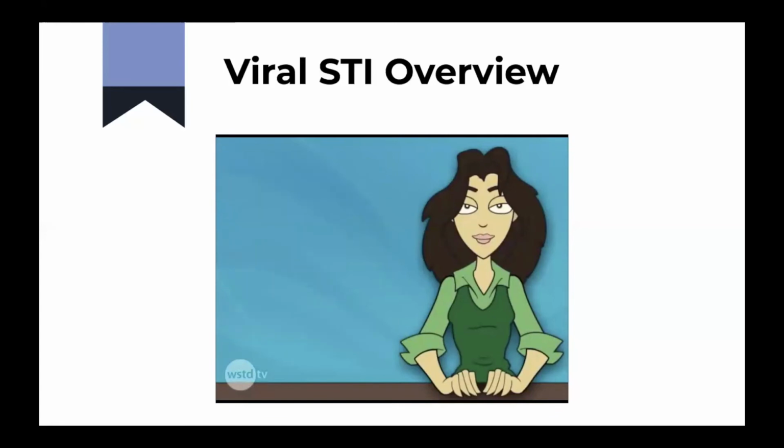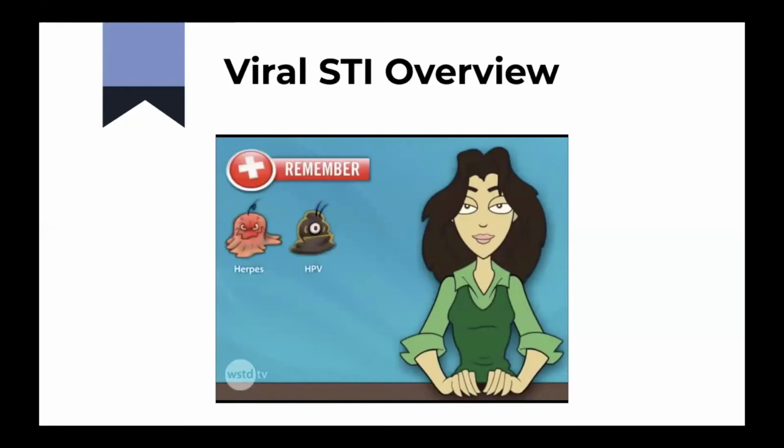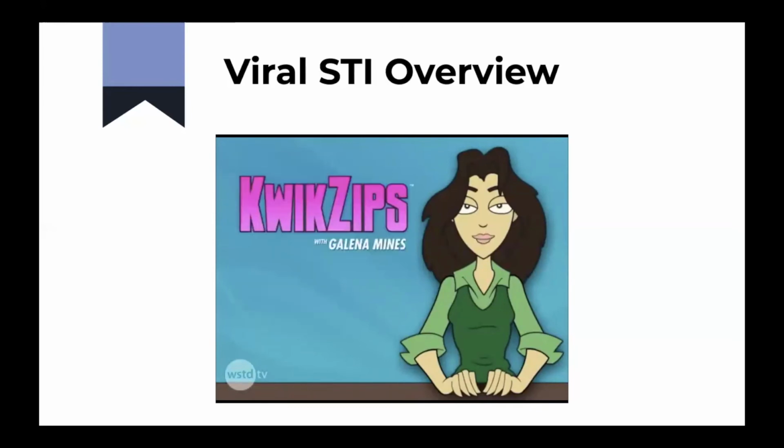That's it for this segment of Quick Zips, the late night edition. Remember the 3 H's: herpes, HPV, and HIV. Not good. Once you have a viral STI, you have it for life. No unprotected sexual or skin-to-skin contact with an infected person and no needles equals no viral STI for you. Be safe. See you next time.